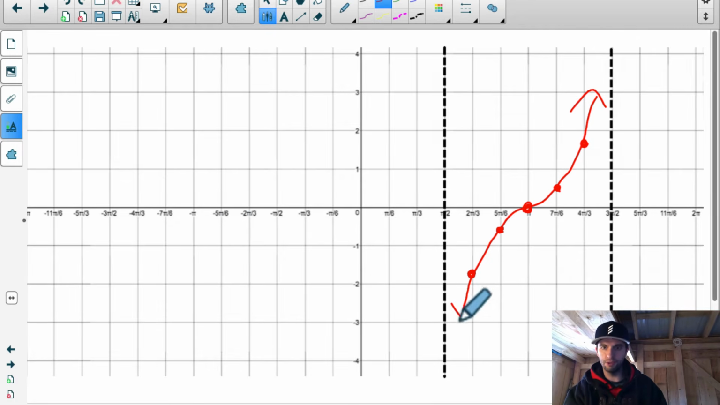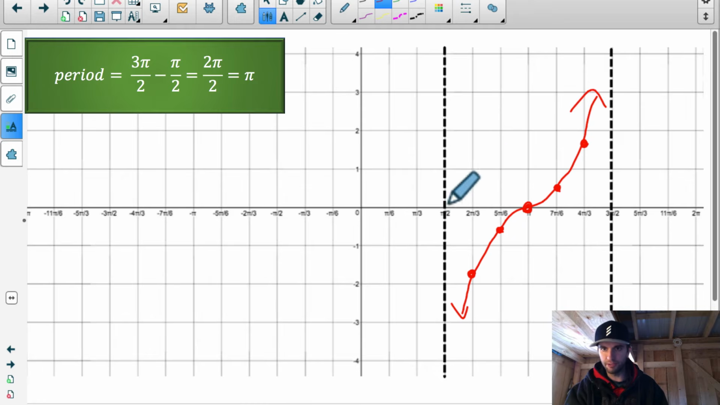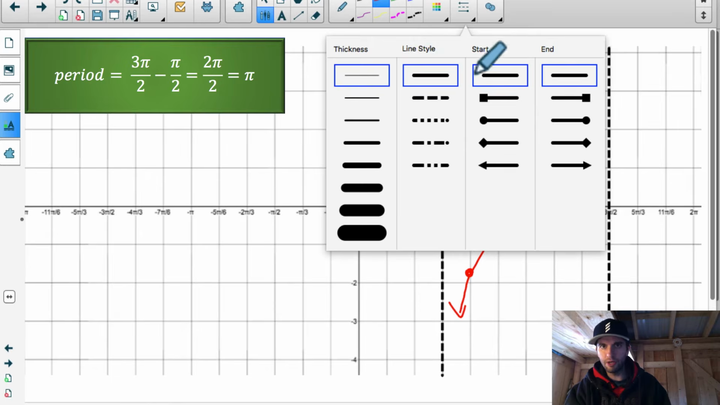So now we just have to basically copy and paste that cycle infinitely throughout the domain. So I can start by doing more asymptotes, and notice the distance between these asymptotes, the distance between pi over 2 and 3 pi over 2 is 2 pi over 2, which is pi. So there's going to be a vertical asymptote every pi units. So I can do some more asymptotes.